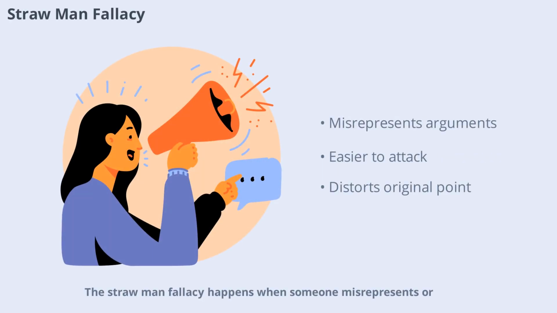The strawman fallacy happens when someone misrepresents or oversimplifies another person's argument to make it easier to attack. Instead of engaging with the actual point, they create a strawman version that's weaker or distorted. For example, if someone says, "We should have stricter regulations on pollution," and the response is, "My opponent wants to shut down all factories," that's a straw man. The original argument wasn't about shutting down factories, but about regulation. This tactic avoids real discussion and leads to misunderstandings.